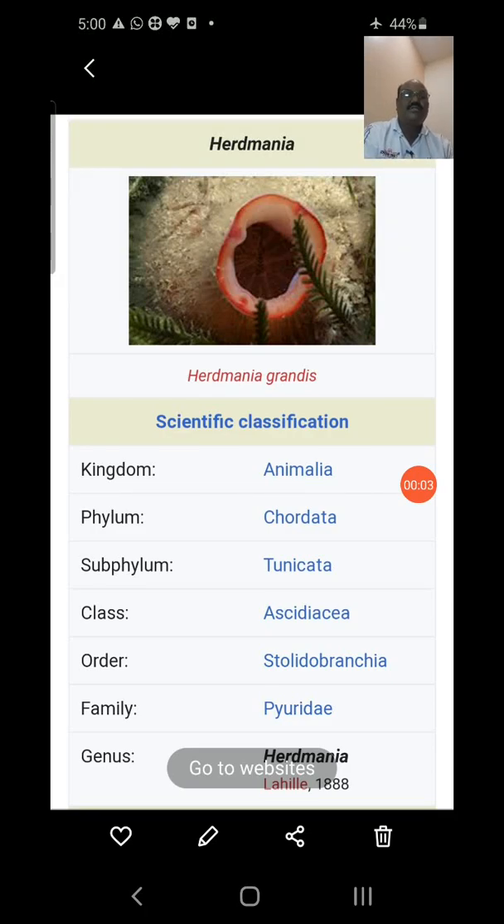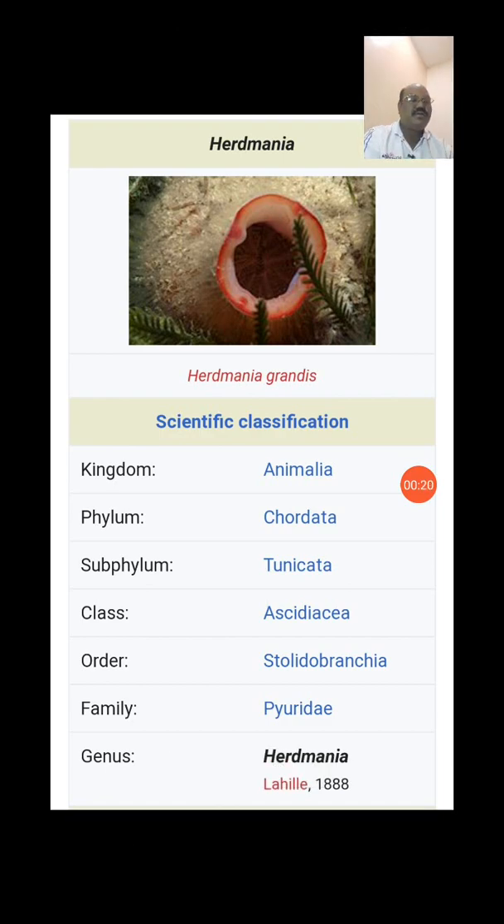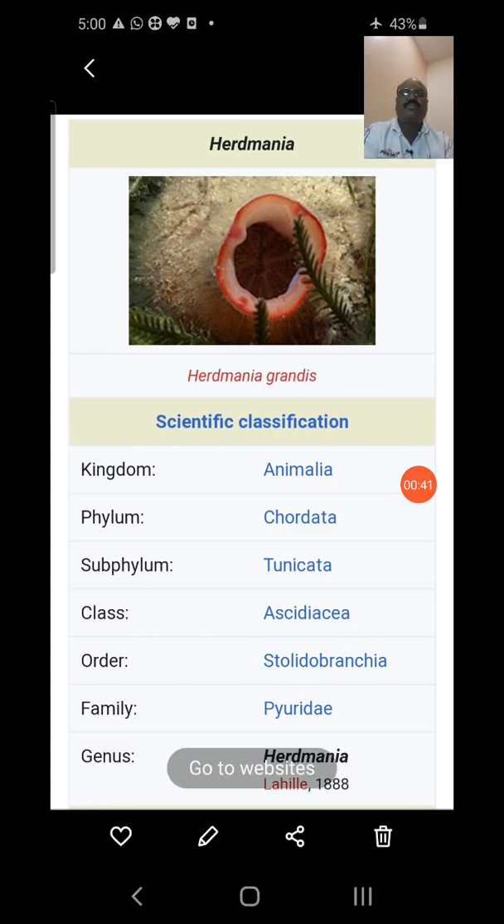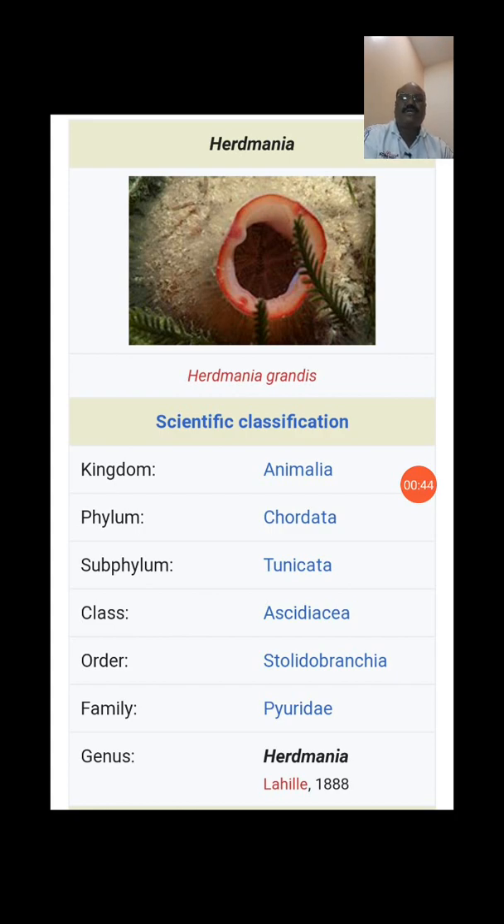Students, last time we studied the protochordates, their general characters and classification up to the classes. We saw the subphylum Urochordata and subphylum Cephalochordata. Now, in this series, in the subphylum Urochordata, one animal is here for the study. That animal is called Herdmania. Now on screen you can see the structure of the Herdmania and their classification.